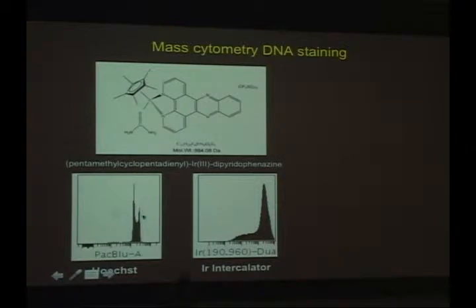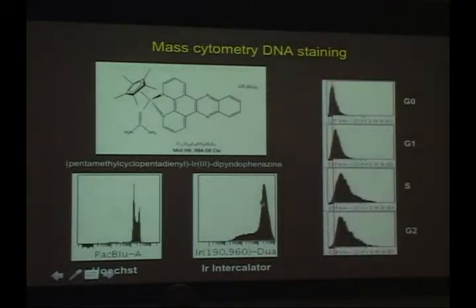It doesn't really tell you much about M phase. By contrast, if you take this iridium intercalator and stain it under appropriate conditions, you get a curve that looks something like this. Now, as it turns out, this does actually correlate with cell cycle. You can see that the G0 cells here have less than the G1 and the S or the G2, but there's no way you can really gate on those populations.